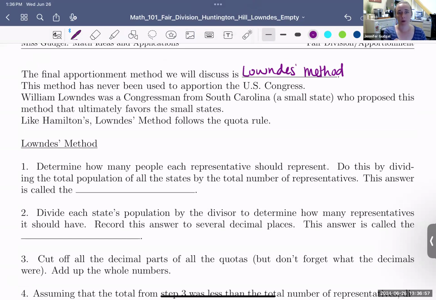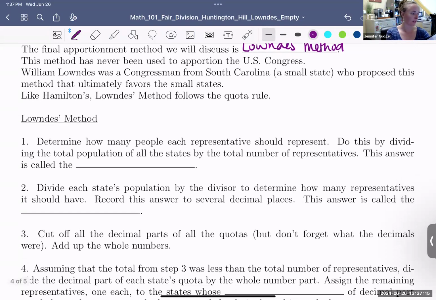It was proposed by William Lowndes, who was a congressman for South Carolina, and it does favor the small states, which South Carolina was a small state, is a small state. It does follow the quota rule like Hamilton's method does. And that's all I really went into on the behind the scenes of what Lowndes method is.